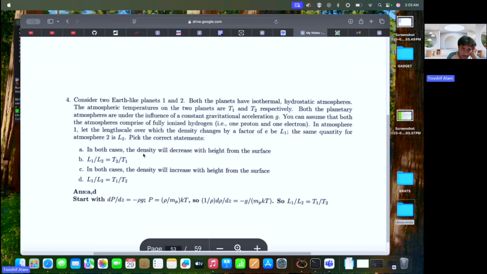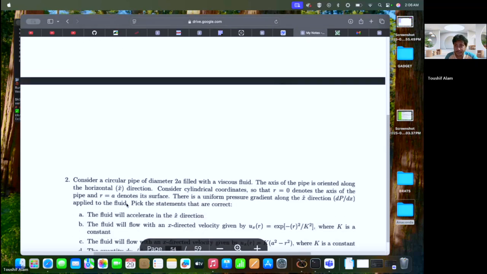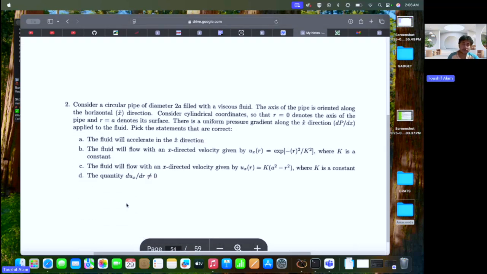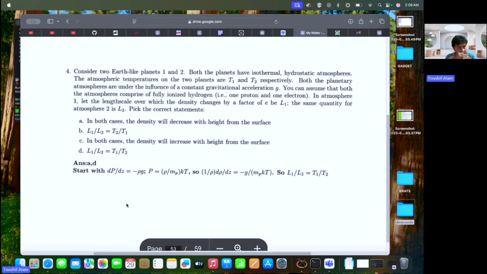Option A is saying in both cases the density will decrease with the height from the surface. This is obvious, right? For an Earth-like atmosphere, it is valid that as we go further and further in the positive direction, away from the Earth's surface, the density always decreases. So options A and D are correct. Let's go on to the next question. I think we have understood. Give some time to digest.